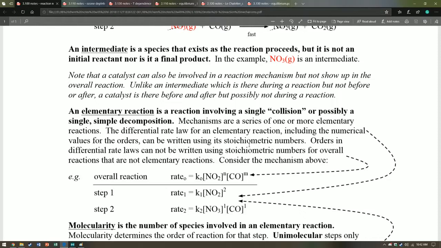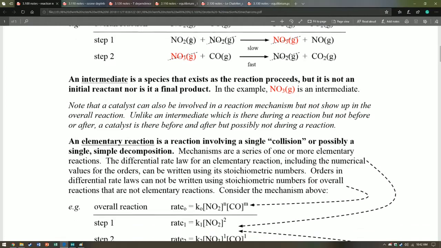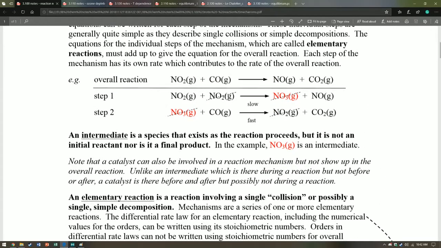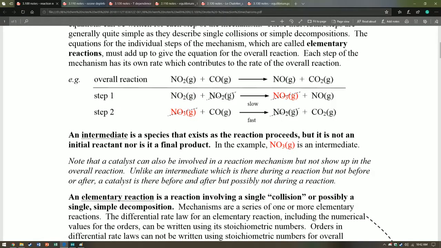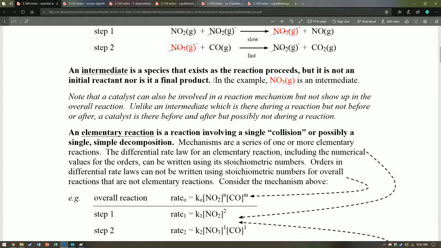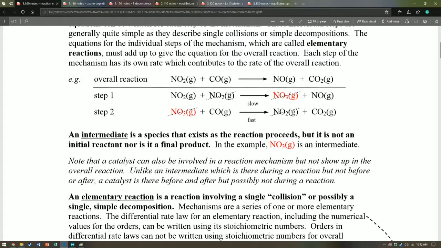However, if they're elementary reactions, we can use those stoichiometric coefficients, the numbers in front here, to fill in the orders. So, for example, if we look back at our example here, we know that there are two NO2 molecules, so therefore the order for NO2 is second order. It's second order with respect to NO2, and it would be first order with respect to the other reactant. And the second step would be first order with respect to this intermediate and carbon monoxide.